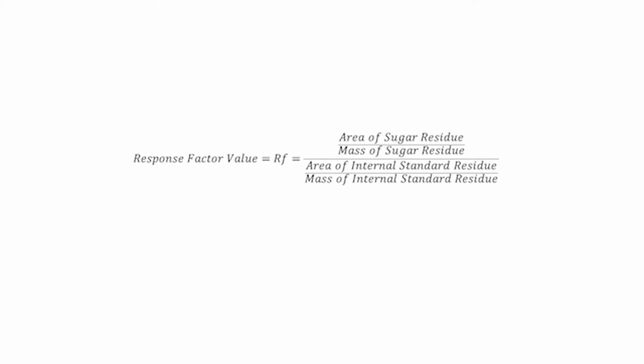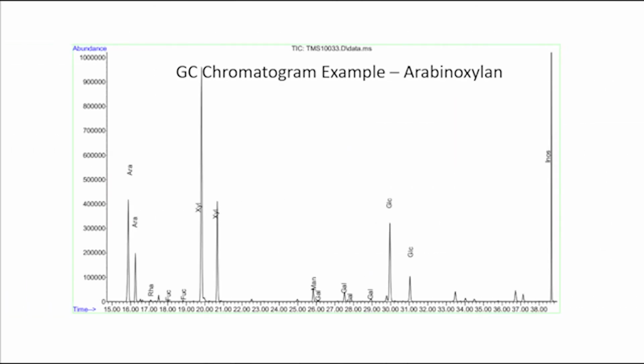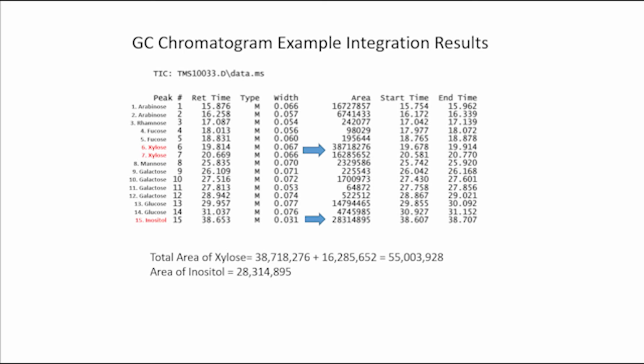In order to calculate the mass of a sugar residue in our sample, we have to calculate a response factor value using the standard. We will be calculating the response factor value for xylose. We have taken the integration results from standard 2 with xylose and inositol residues. At the bottom of this slide, you can see the calculation that gives us a response factor value of 0.614. Now we need to integrate the xylose and inositol peaks in our GC chromatogram example. Here we have the integration results and have highlighted which peaks we are looking at for our response factor equation.